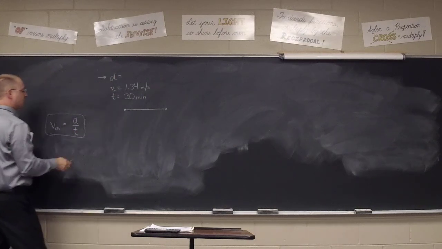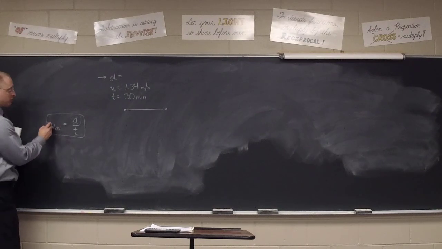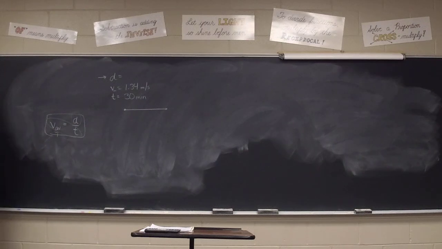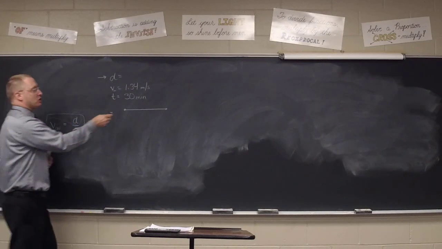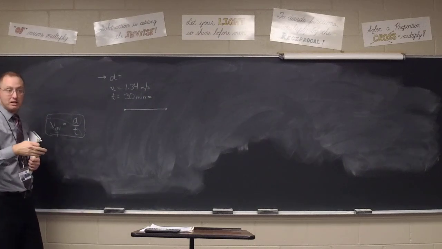How would I find displacement given average velocity and time, Michael? Multiply them. Yeah, just multiply them together, right? If you think of that as over 1, we're cross multiplying essentially, except I got a little problem here with my units. Thoughts? Change it to seconds. Yeah, if this is meters per second, then this has to be in seconds. So we're going to change 30 minutes into how many seconds, anyone?